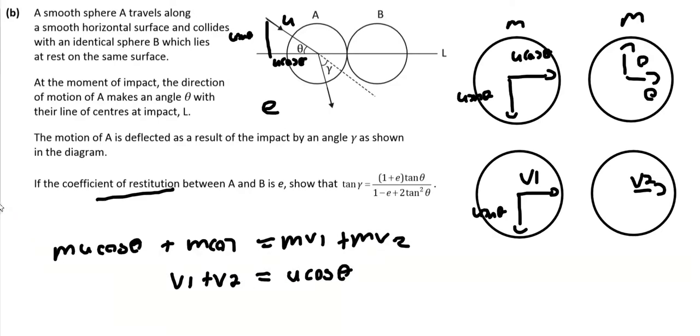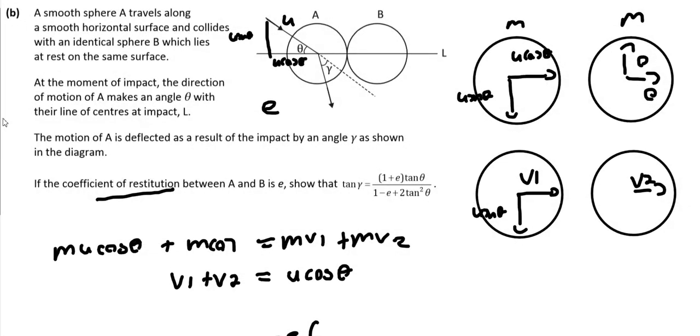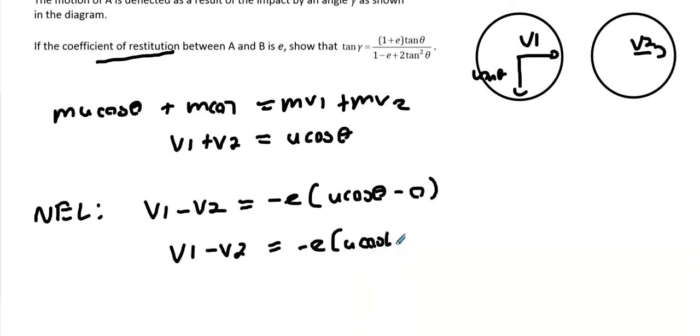Okay, next we're going to do NEL, Newton's experimental law. We're going to get v1 take away v2 equals minus e into u1 take away u2. So what is u1 again? u1 is u cos theta, take away 0. So v1 take away v2 equals minus e into u cos theta.